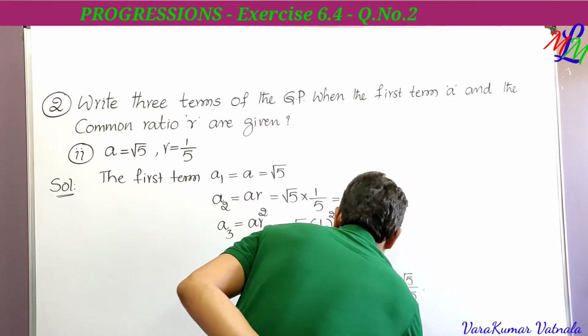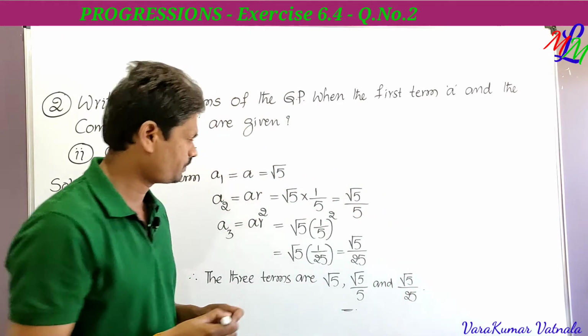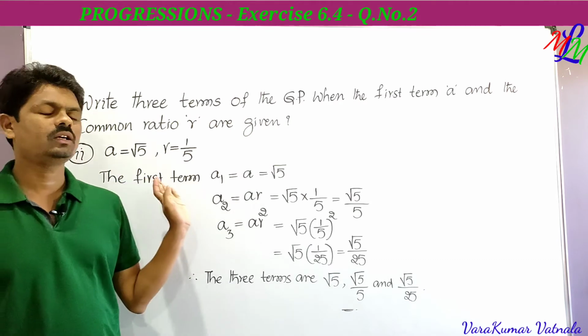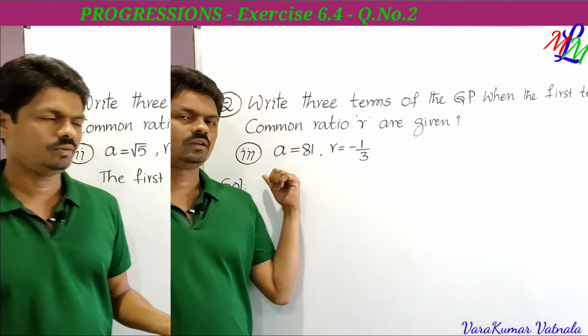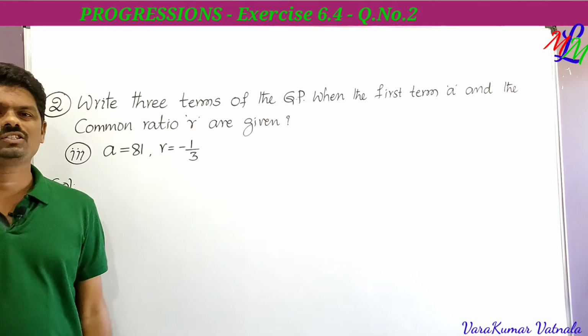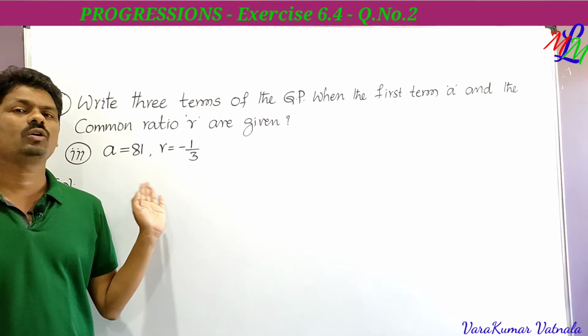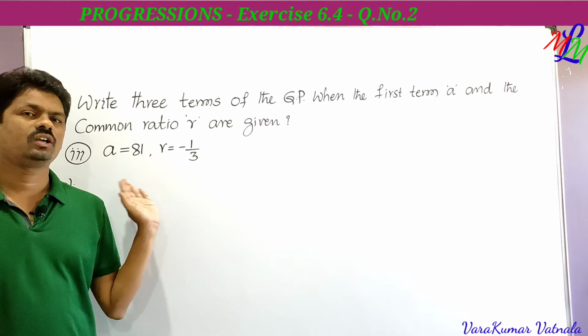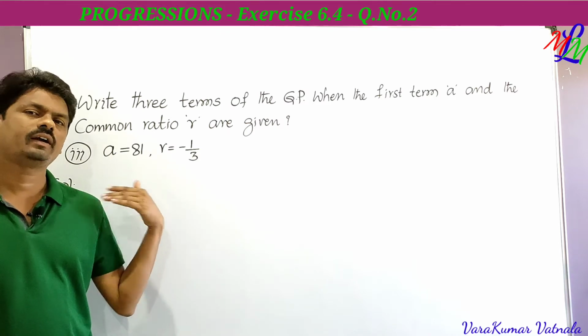So these are the 3 terms. So this is the second bit. Next we have to solve the third bit. This is the third bit. He has given a is equal to 81, r is equal to minus 1 by 3. Again we have to write the first 3 terms, a1, a2 and a3.